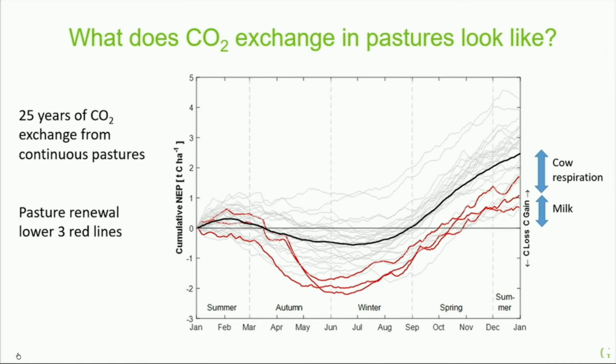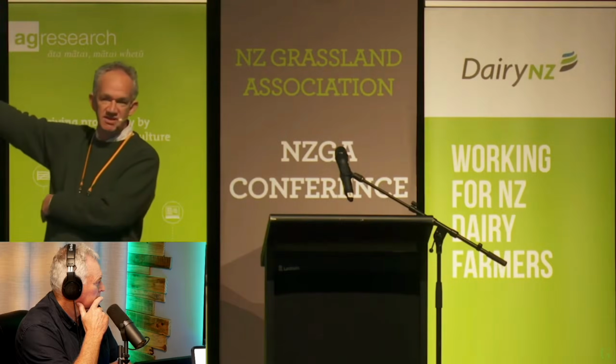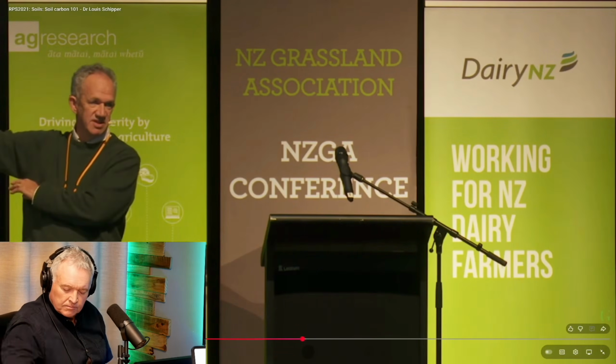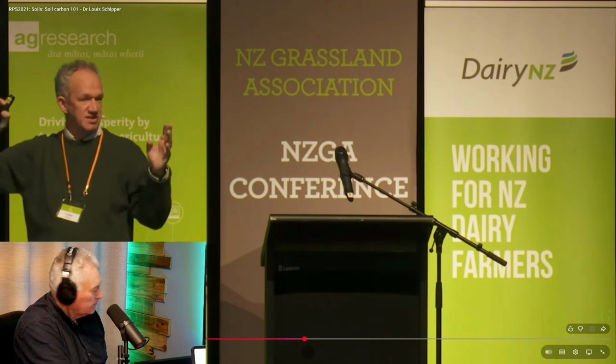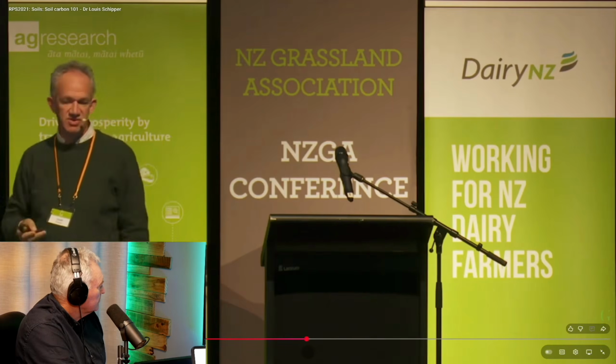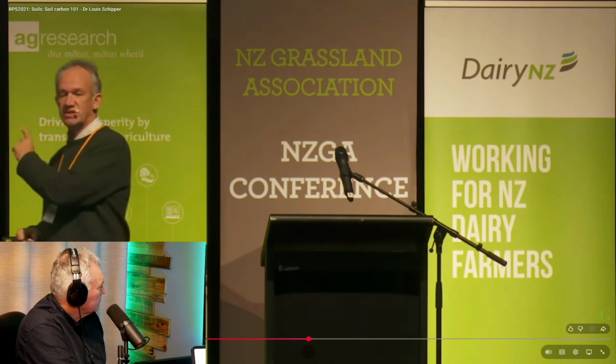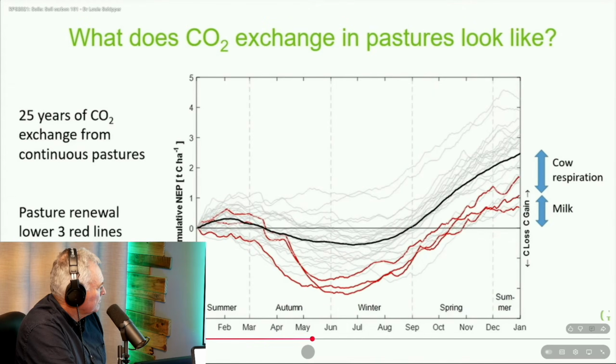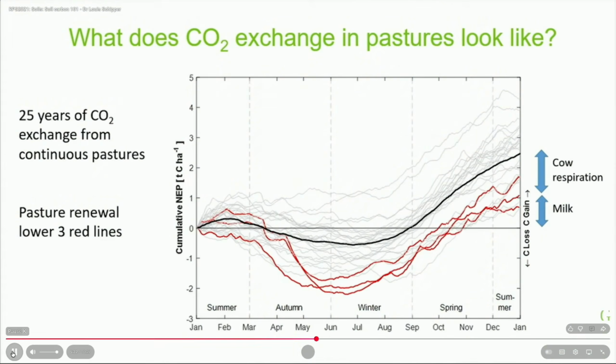Now, it looks like the system is gaining carbon, but you now need to subtract off what went out the gate in milk, and you need to subtract off what came out of the cows as CO2. And then you find that these systems tend to be pretty much carbon neutral. The point here is that the three red lines are three paddocks where they've gone through pasture renewal. So there was a time period when those soils were bare, photosynthesis stopped, so your carbon input stopped, but the microorganisms keep churning away and you lose carbon.